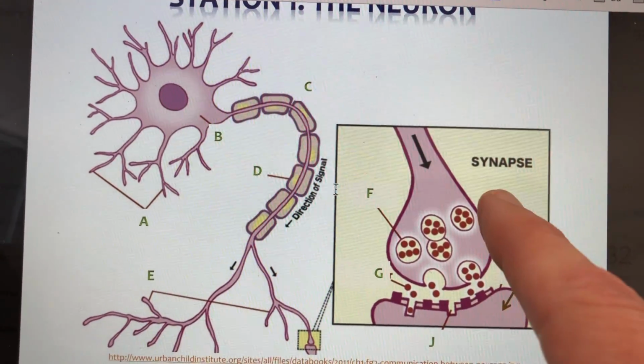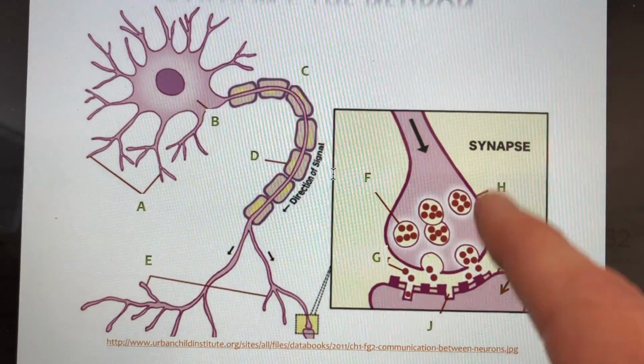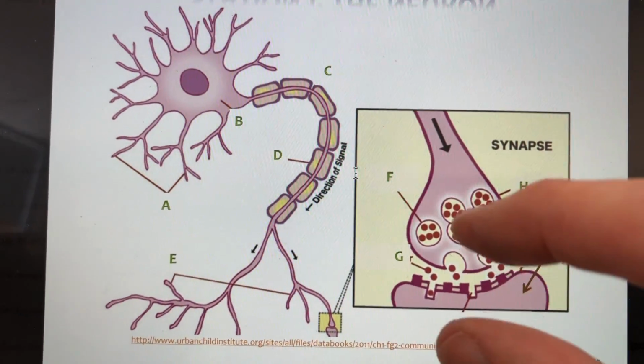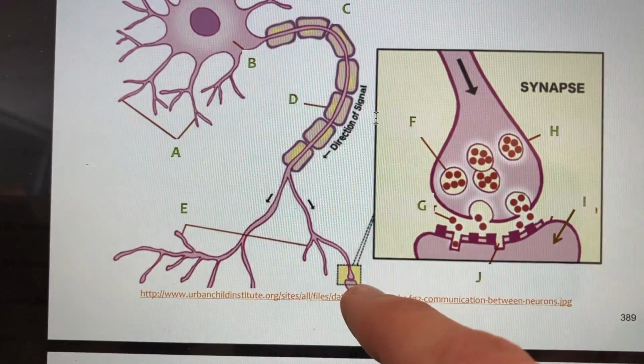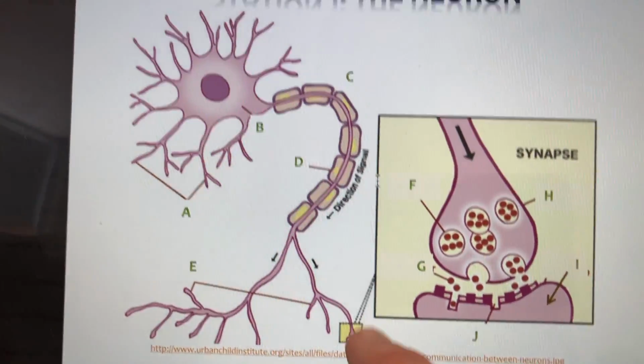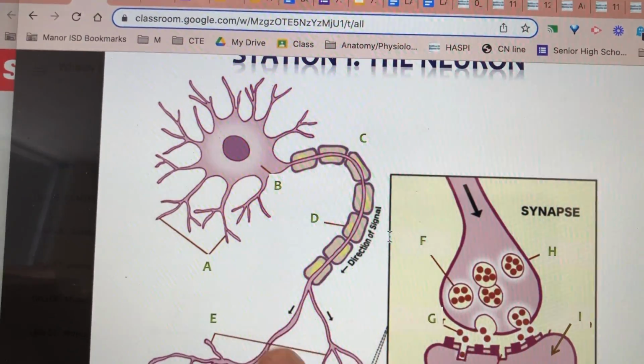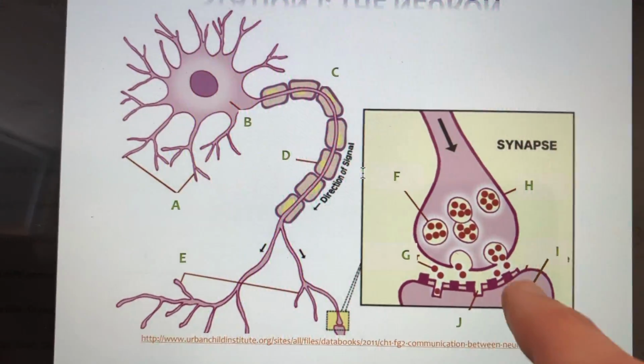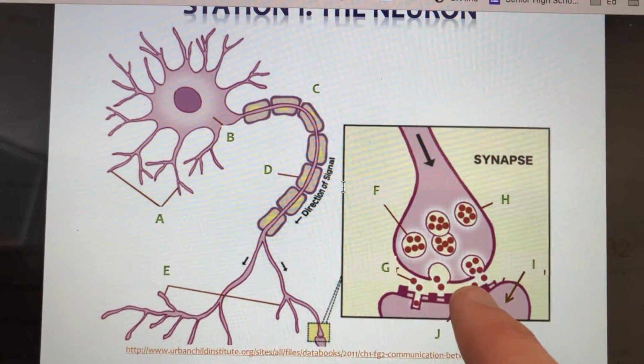Synapse is, S-Y-N means together. So this is the place where nerves come together. You can see it zoomed out from this point on the end of this neuron, this nerve cell. And I want to tell you a little bit about the relevance of this.